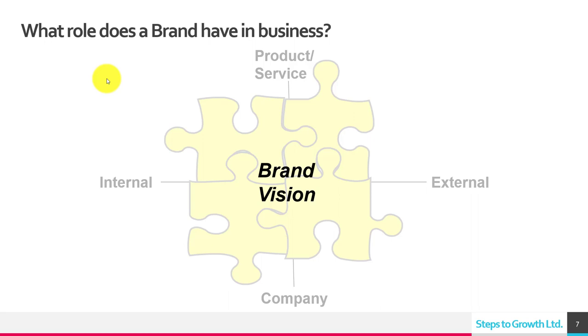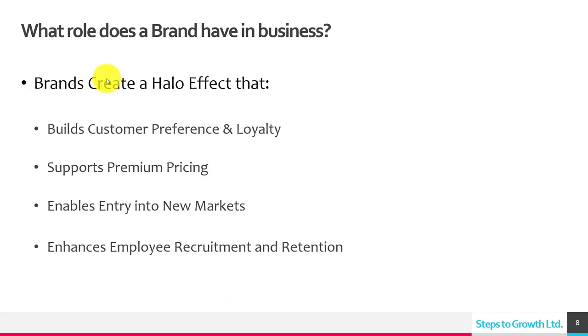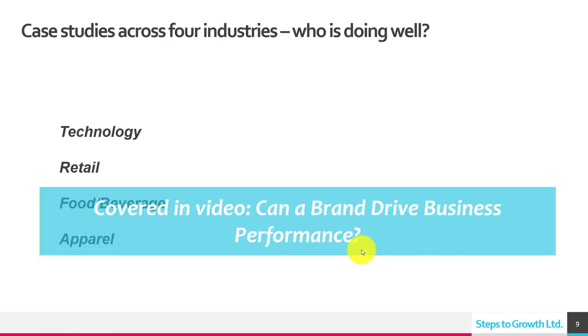So to answer the question, what role does a brand have in business? It covers four key areas. Brands create a halo effect around the whole of the company. It builds customer preference and loyalty, supports premium pricing, enables entry into new markets, and enhances employee recruitment and retention. So let's look at case studies across four industries. Who is doing well? We'll look at two case studies today, and we'll look at two more in the next video about branding, which is answering the question, can a brand drive business performance?